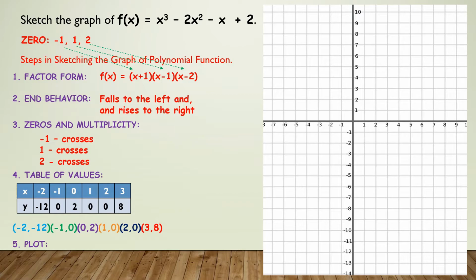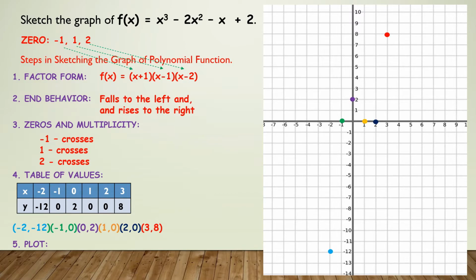Since we're going to plot the points, we're going to use the Cartesian plane. Then we're just going to plot each point on our Cartesian plane. So first, we will have negative 2, negative 12, then negative 1, 0; 0, 2; 1, 0; 2, 0; and 3, 8. Then all you have to do is to connect these points using a smooth continuous curve.